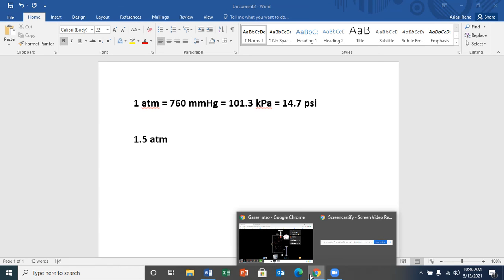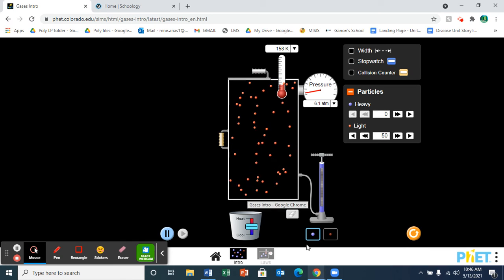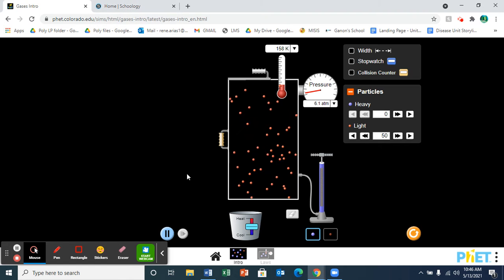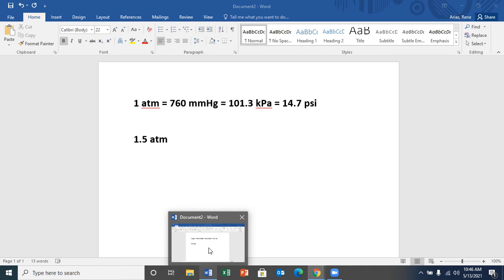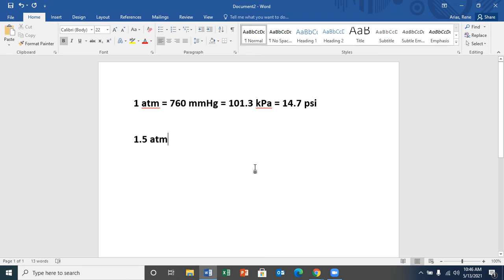Okay, so let's go ahead and move on to the last part. So once you understand how to convert, the last thing you're also going to have to do is problems with Boyle's law. So all the problems on the quiz have to do with Boyle's law. I know we covered Charles' law as well, but you're not going to use that.